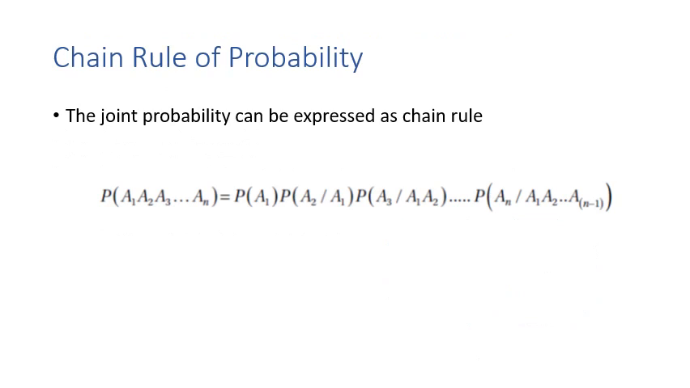Sometimes we want to calculate the joint probability of many events. That is, we want to calculate the probability of many events happening at the same time, happening together. We can use the chain rule of probability to calculate the joint probability. Here's an example. Let's calculate the probability of A1 intersection A2, A3 to AN, the joint probability. We can first use the probability of A1 happening multiplied by the conditional probability that A2 happened given A1 occurred. Then multiply by the third term, that A3 happened given A1, A2 happened, until the last term, that AN happened given all previous events happened. This is the chain rule of probability.